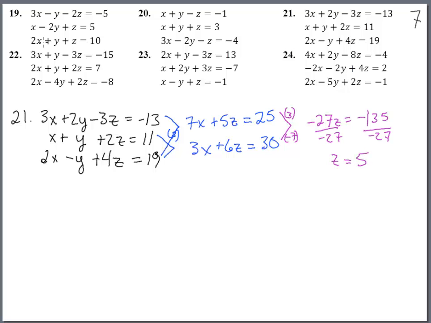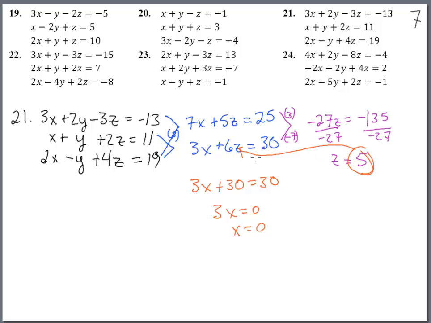So now we start substituting back in. If we take the 5 and go back here, where z is, right there, we then have 3x plus 30 equals 30. Subtract 30 and we get 3x equals 0, x equals 0.